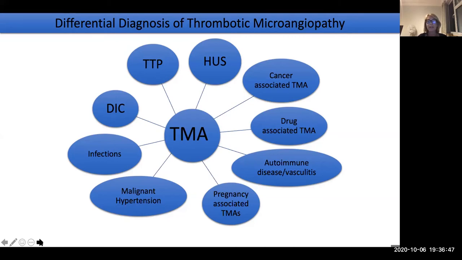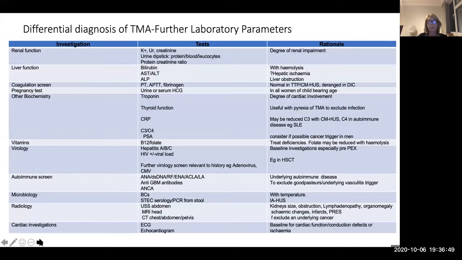It is obviously easier to think about TTP because we have the ADAMTS13 tests, and if they are extremely low, that would be in keeping with acute TTP. But there are loads of other laboratory parameters that we take, and you will know that because of the number of blood samples we take. So what I'm going to go through very quickly in the first part is the rationale for everything that we do, and why you have so many bottles of blood done.